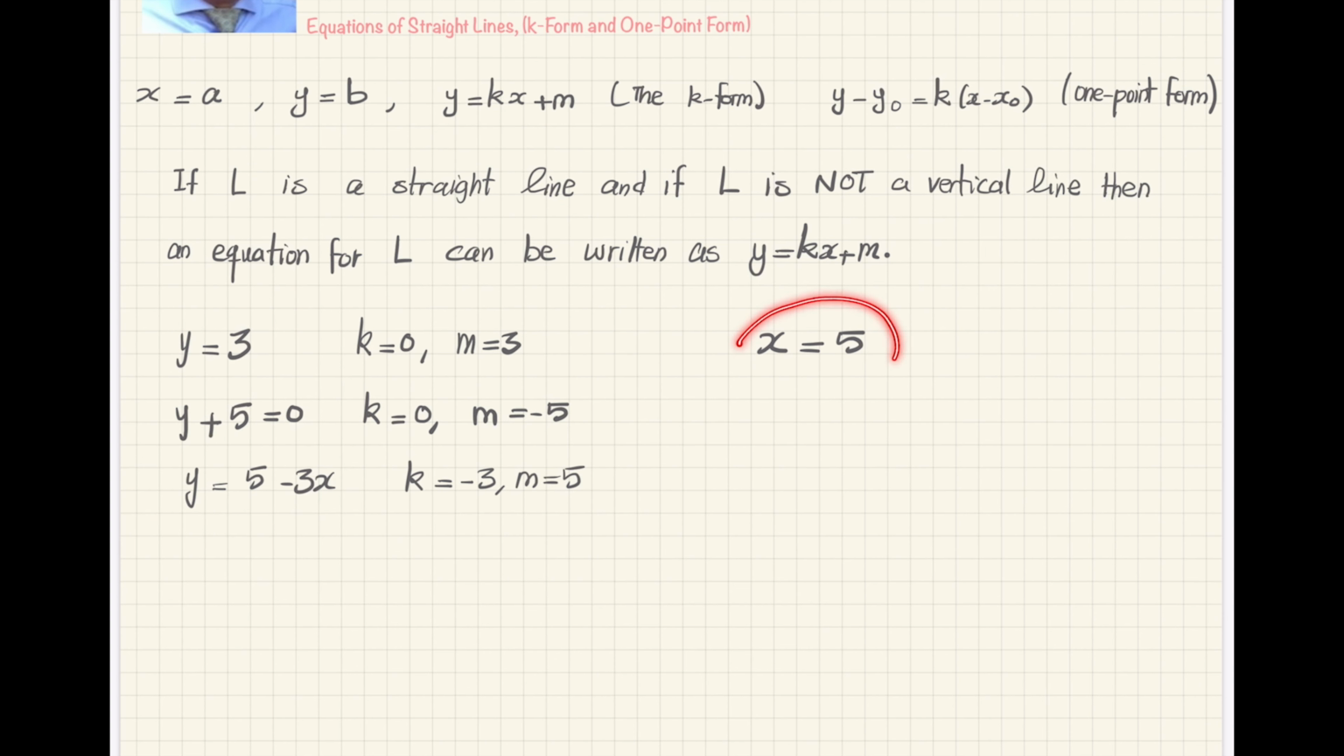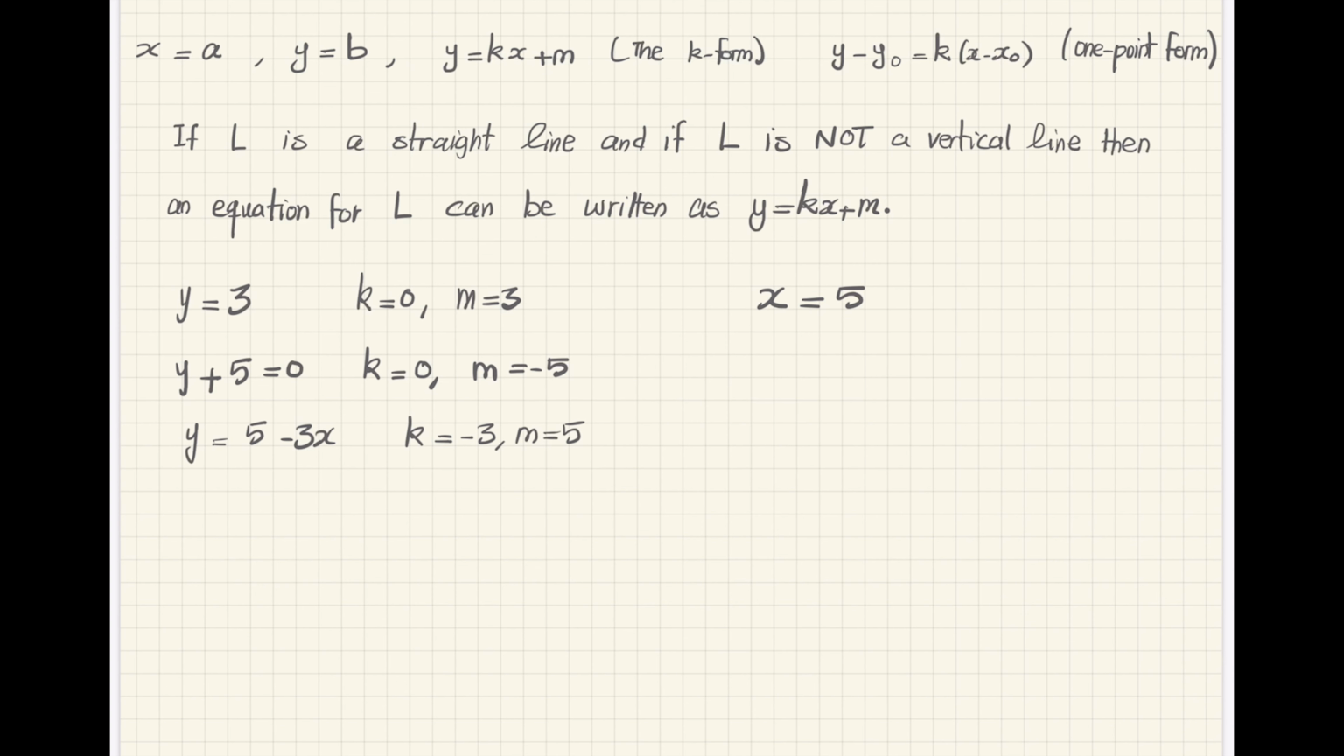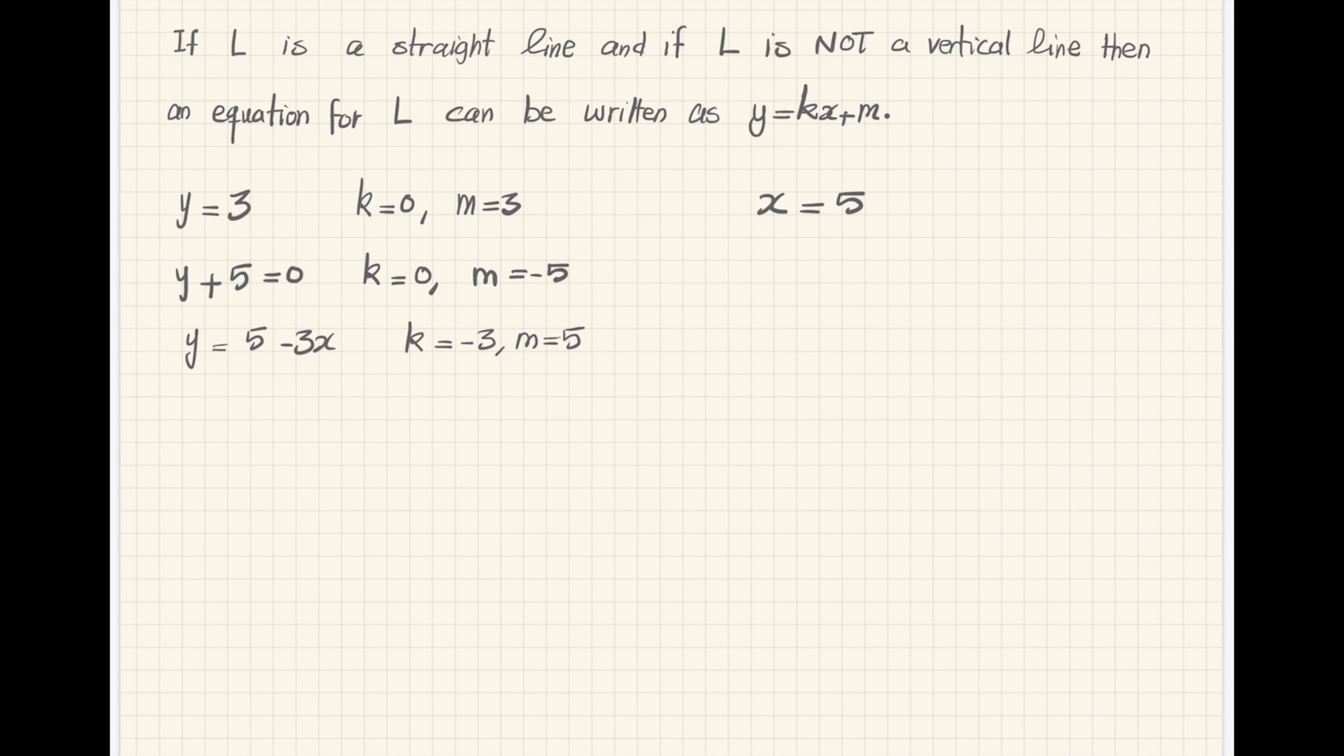But if I give you this type of equations, vertical lines, then it doesn't matter how much time you spend, you will not be able to find k and m so that this reduces to this. That's my point. So this is most of the time good, but we need a more general equation that is not only capable of producing all these sorts of lines, but is also able to produce this line. And that is the general form.